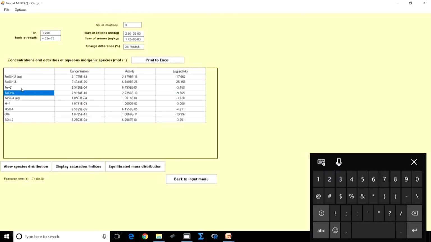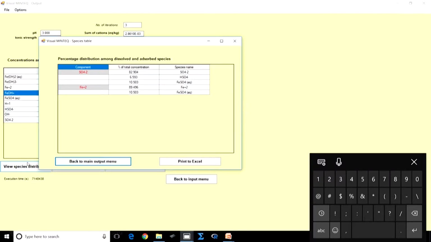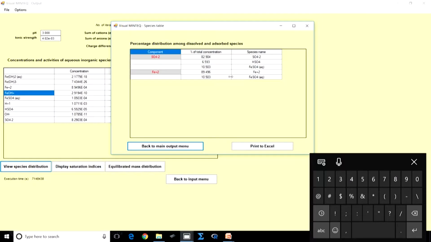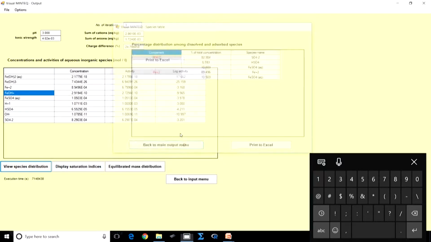If I want to look at the relative concentrations, I am going to look at view species distribution. It looks like they are not giving me the breakdown here. They are saying that Fe2+ will be present in different forms, as 90% of it, and this does not give me a great idea here. So, I am going to go back to the main menu.